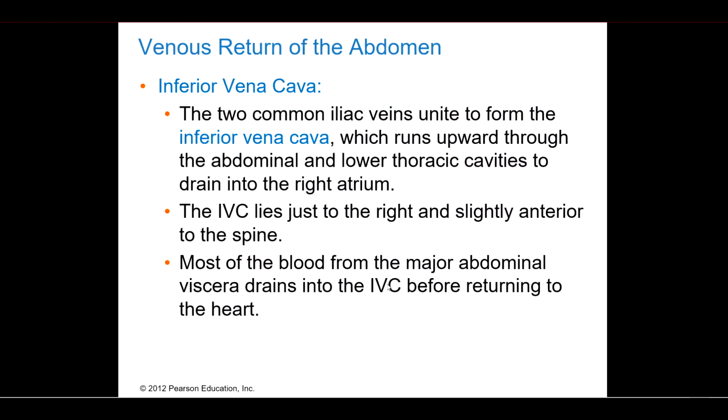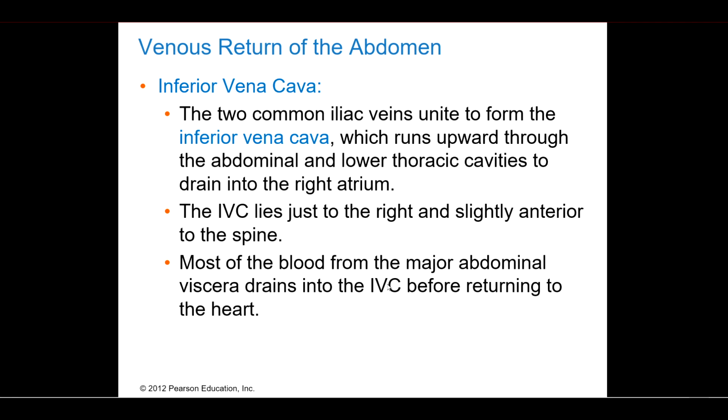Okay, so those are the arteries of the abdomen that we want to look at. The next thing we want to look at is the veins of the abdomen. This first one here is a big one. This thing is huge. This is known as the inferior vena cava. So let's take a look at how it's formed and where it runs, and then I'll show you a picture.